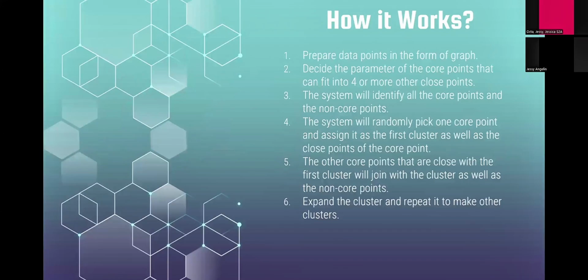And next is how it works. First, prepare data points in the form of a graph. Second, decide the parameter of the core points that can fit 4 or more other close points. Third, the system will identify all the core points and the non-core points. Non-core points are points that are close to fewer than 4 points. Fourth, the system will randomly pick one core point, then assign it as the first cluster as well as the close points of the core point. Fifth, the other core points that are close to the first cluster will join the cluster as well as the non-core points. Last but not least, expand that cluster and repeat to make other clusters.